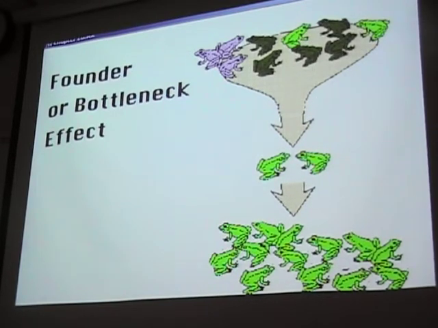What kind of event would be a bottlenecking effect? Well, a forest fire, a big flood, a meteor hits the earth and kills almost all of a population except for just a couple. I'll give you another example.